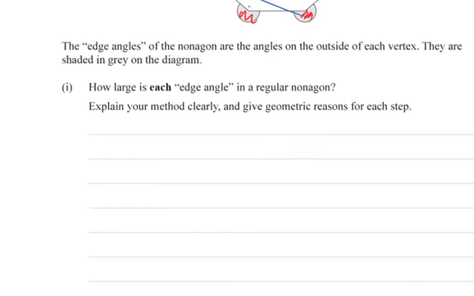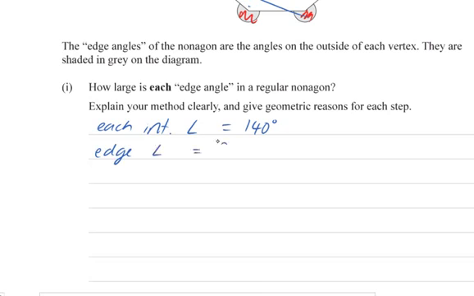So we'll say each interior angle equals 140 degrees. And so that makes it really easy to work out one of the edge angles. Edge angle equals 360 minus 140. And what is it? 220. And our reason? Because angles around a point equal 360 degrees. So that one's nice and easy.